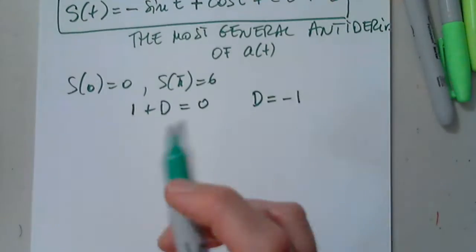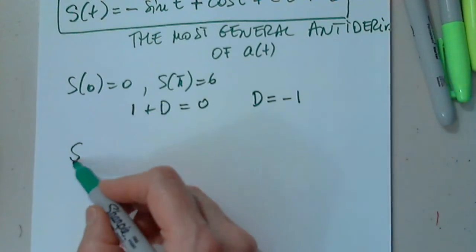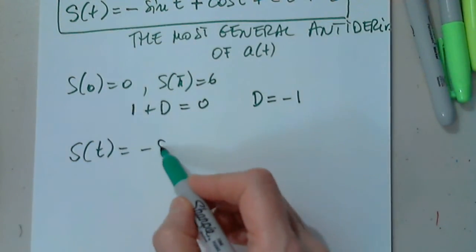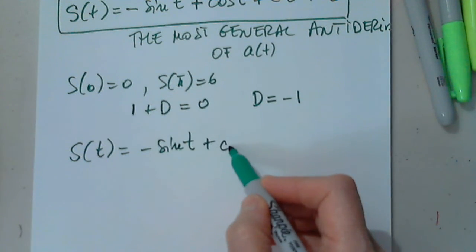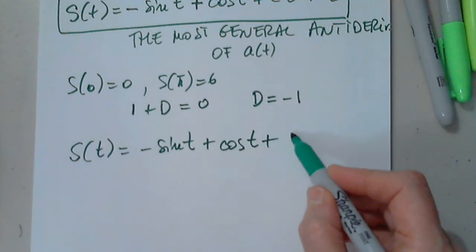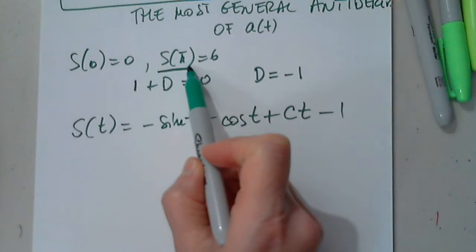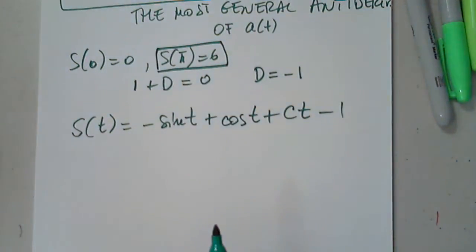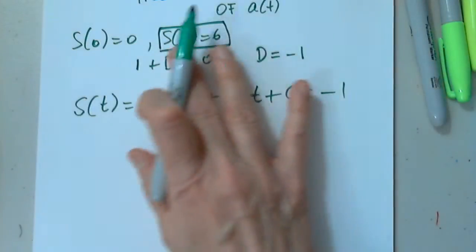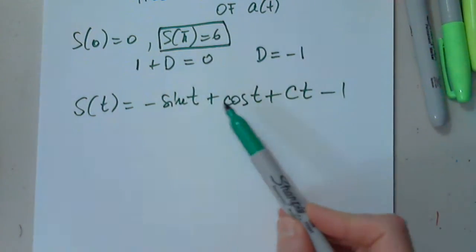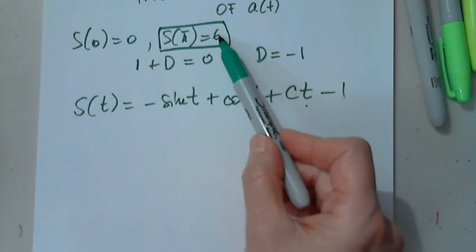I will rewrite with the d we found: s of t equals negative sine t plus cosine t plus ct minus 1. Now I'm going to address the second initial condition. What does this equation say? When you plug in pi here, here, and here, you will get 6.